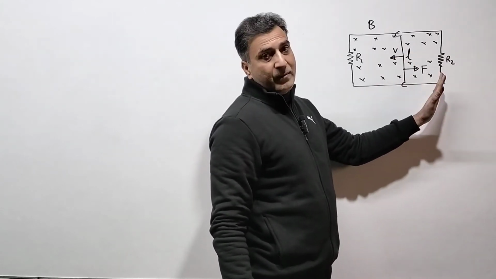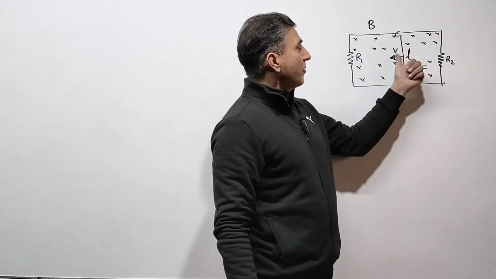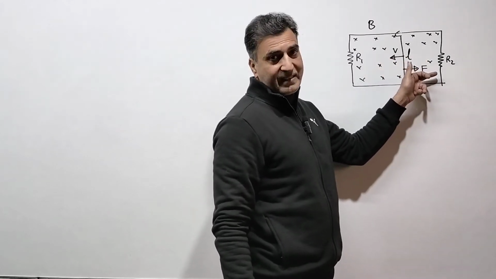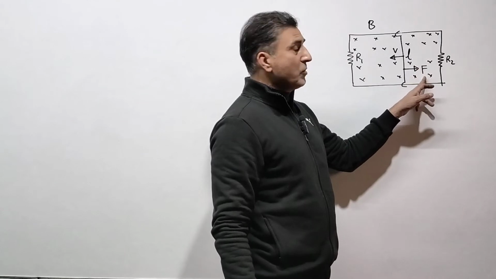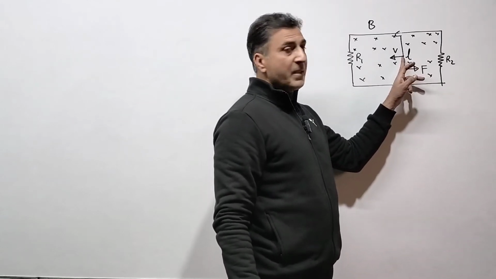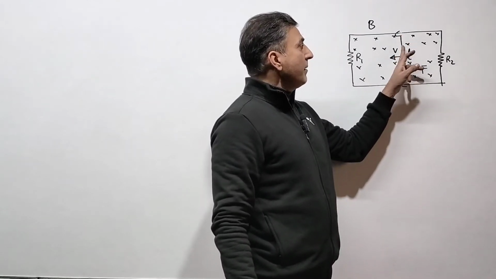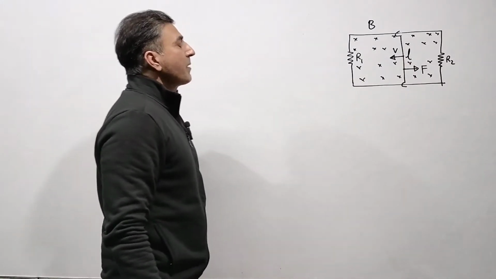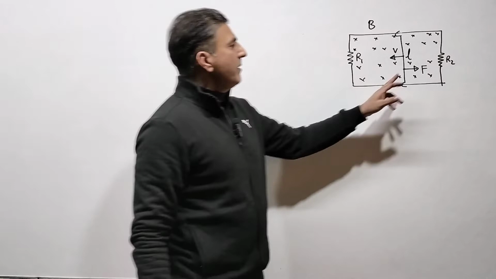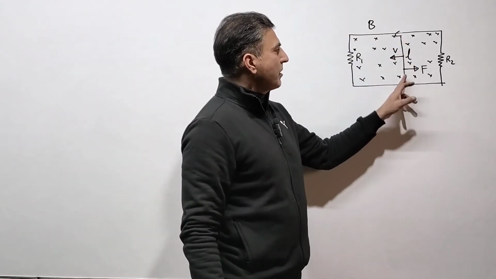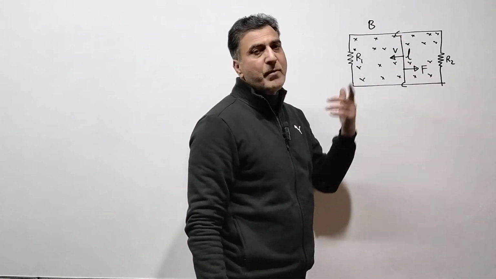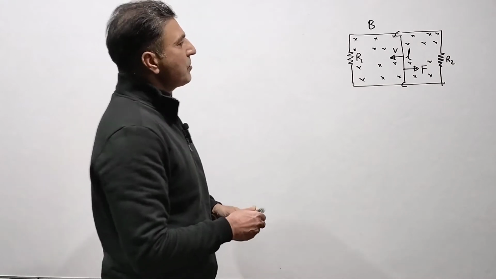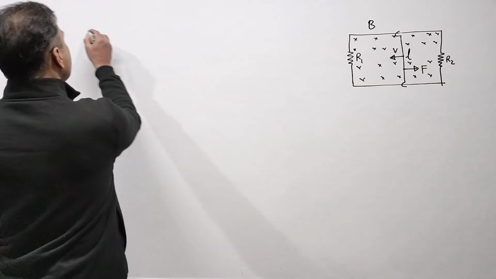The force is on the right side, because now the motion is to the left, the force has to be on the right side. The force is always opposite to the motion. The magnetic force is always opposite to the motion of the slider. So how to find the total force on the slider, which is on the right side? That is our question. What is the force on the slider?